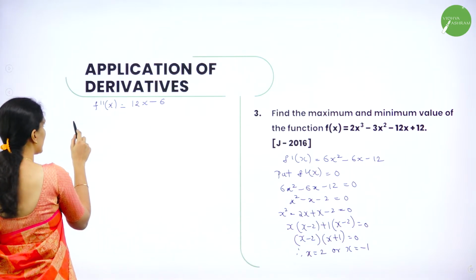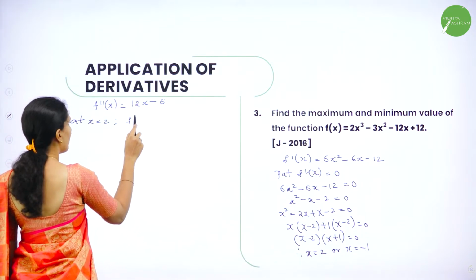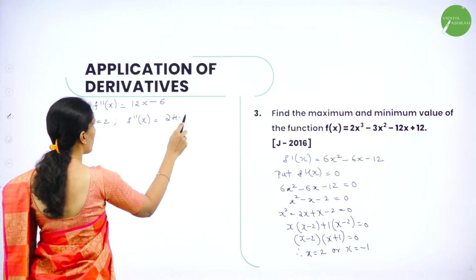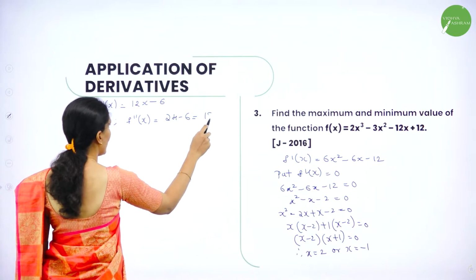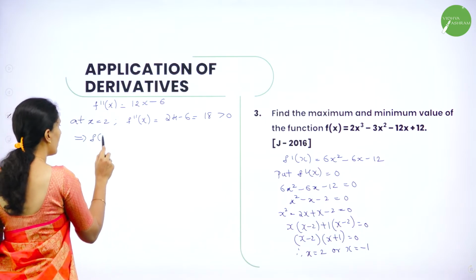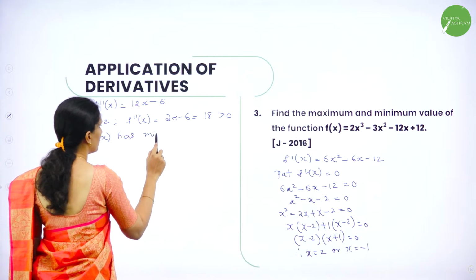Let's see what happens at x is equal to 2. At x is equal to 2, f double dash of x is equal to 12 2s are 24 minus 6. So we get it as 18, which is greater than 0. So this implies f of x has minima.